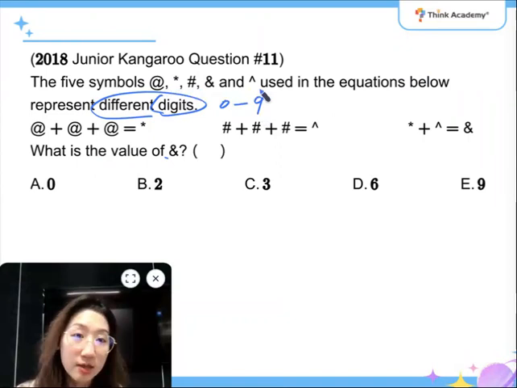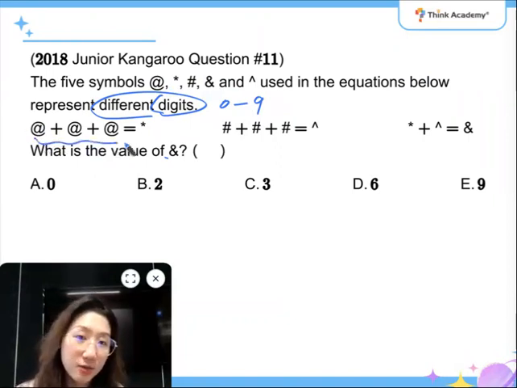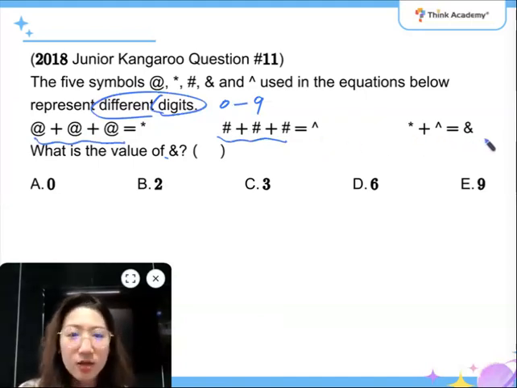So that means all of these 5 symbols are any of the values from 0 to 9, but they're different. So now let's look at the equation. I have 3 @ sign is equal to the star sign, 3 hashtag is equal to the caret, and 1 star sign and 1 caret add up to an ampersand. So one interesting thing is that it's all about threes. So 3 lots of something is 3 lots of something. That will mean that 3 is a key to solve the question.